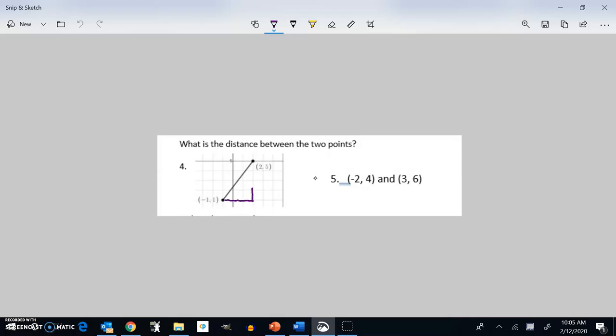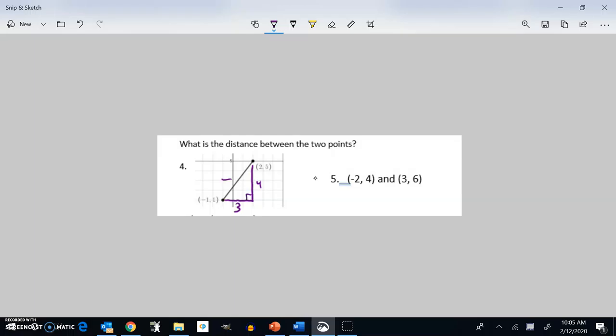So I'm going to make a right triangle like this. It's kind of like thinking about slope. 1, 2, 3. Notice this goes over 3. 1, 2, 3, 4. Up 4. I could think of that as, like, how far is it from -1 to 2? It's over 3. How far from 1 to 5? It's up 4.